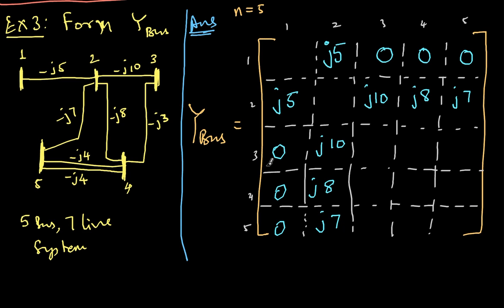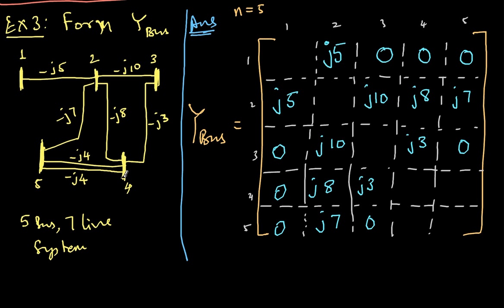That's it. Now let's look at the third bus. So is 3 connected to 4? Yes, 3 is connected to 4. So this element will be minus of this. So it will be J3. Is 3 connected to 5? No. So it will be 0. So it will be J3 and 0.